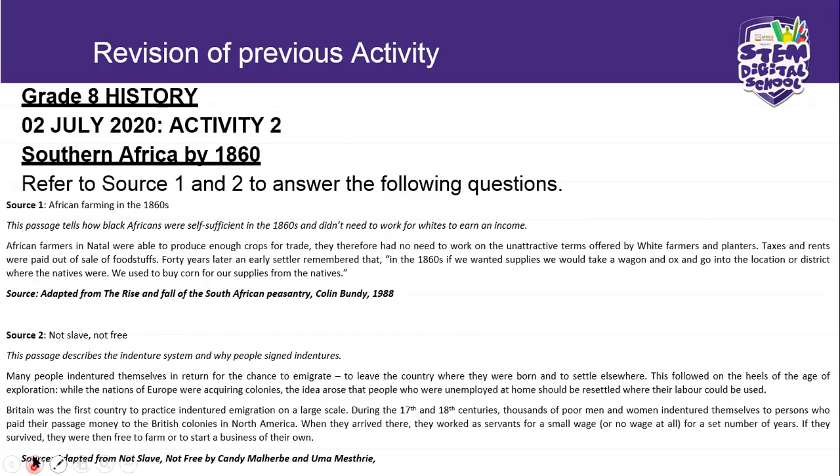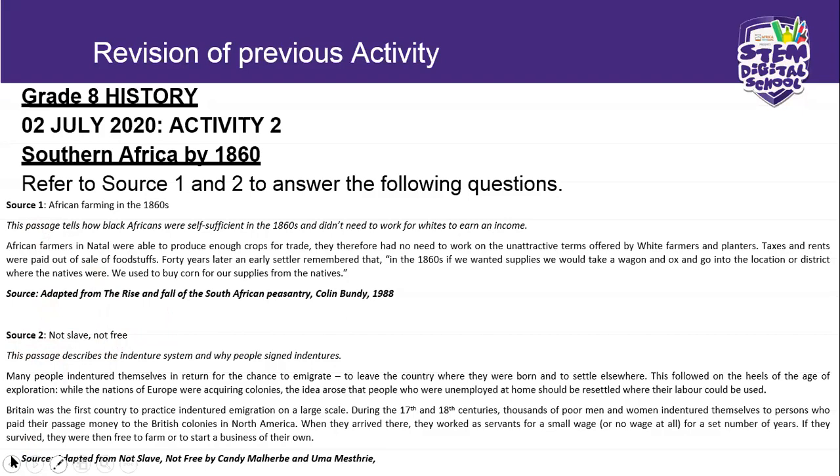Okay, and then we want to revise the previous activity. So remember there was source 1, and then there was source 2. The reason why it is in small font is that I was trying to combine source 1 and source 2. We're just revising, remember. Let's read the sources again. Let's start with source 1.